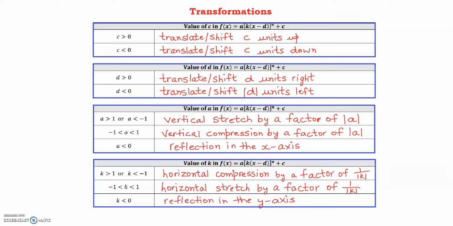We can see from the table that a and c cause vertical transformations, therefore they affect the y coordinates of the function. k and d cause horizontal transformations and therefore affect the x coordinates of the function. Whenever we are applying the transformations to the parent function, or the base function, make sure to apply the transformations represented by a and k before the transformations represented by d and c.